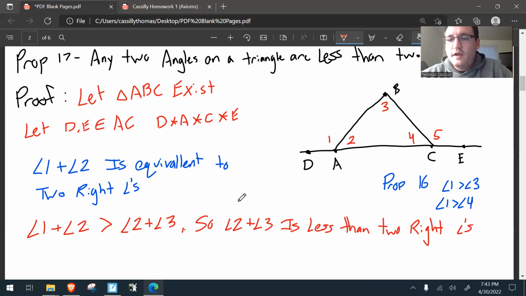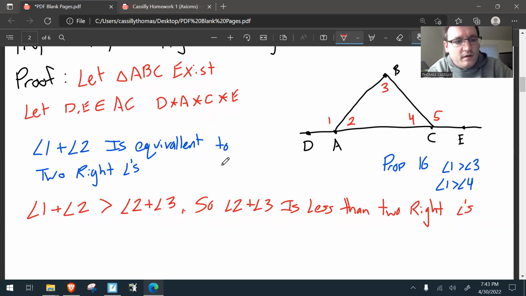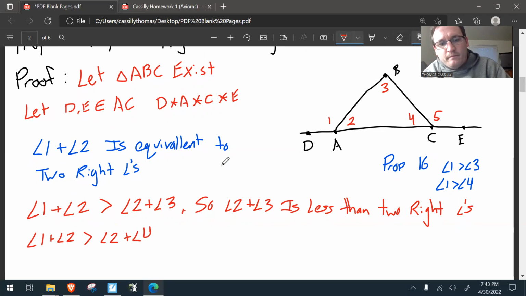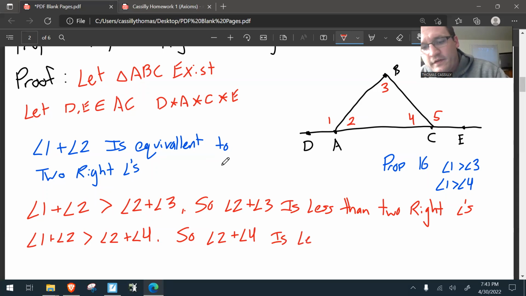Now we can make the exact same argument. We know angle 1 plus angle 2, those two angles that are equivalent to two right angles, also needs to be greater than angle 2 plus angle 4. So angle 2 plus angle 4, similarly, is less than two right angles.